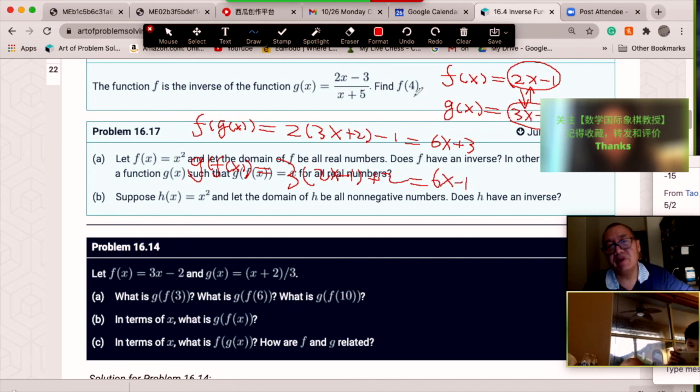So time is up. We can stop here. Then homework, that's all the exercise problems behind each section. So we can stop here.